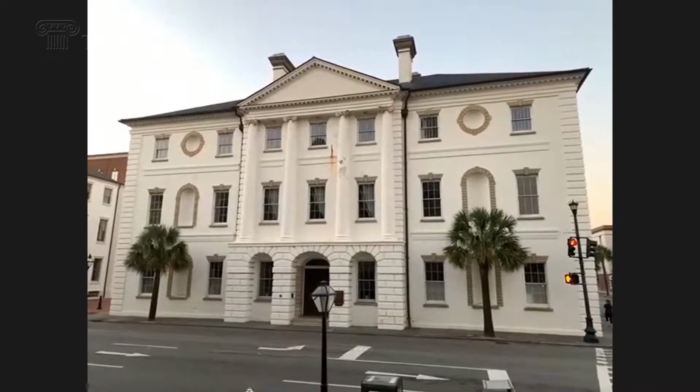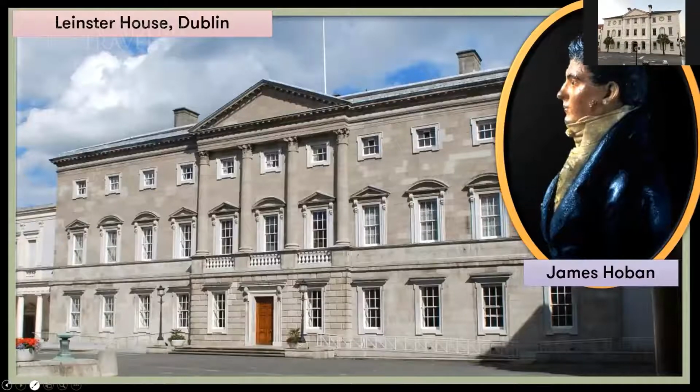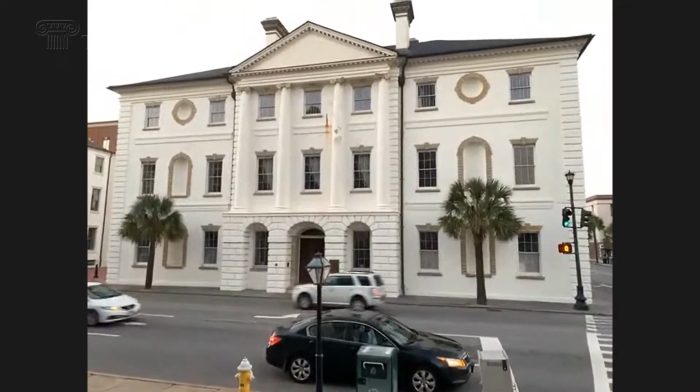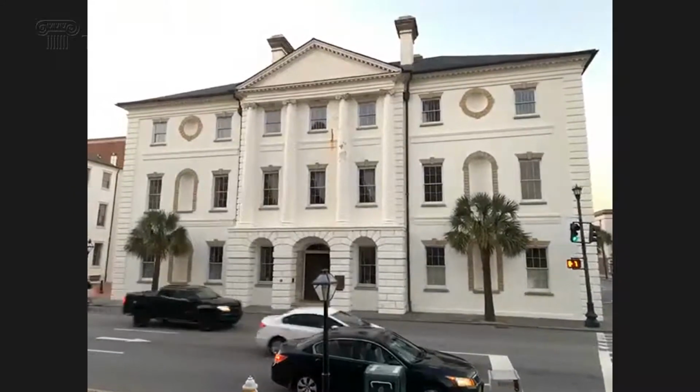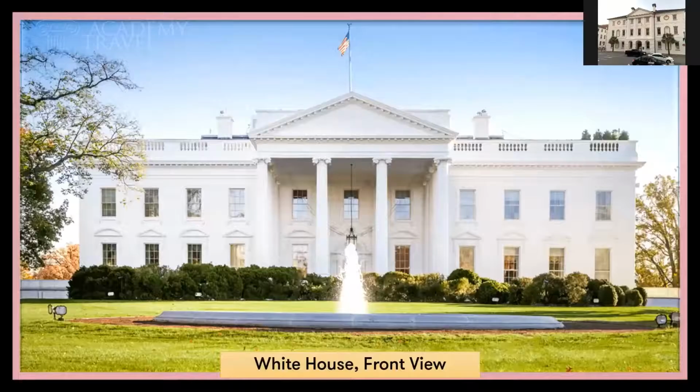Anyway, this building was important. Firstly, it's inspired by Leinster House, and I think I have a slide that shows Leinster House in Ireland, which is where the Irish Parliament sits today. So it came from that design, but it's important in American history because George Washington visited Charleston in 1791, and he saw the county courthouse and loved it. And so he invited James Hoban to come up to the newly established Washington, D.C. and design the White House. And so in the end, the Charleston County Courthouse became the model for the White House.